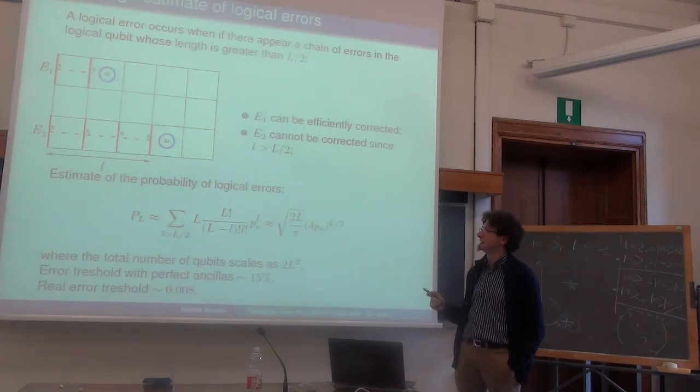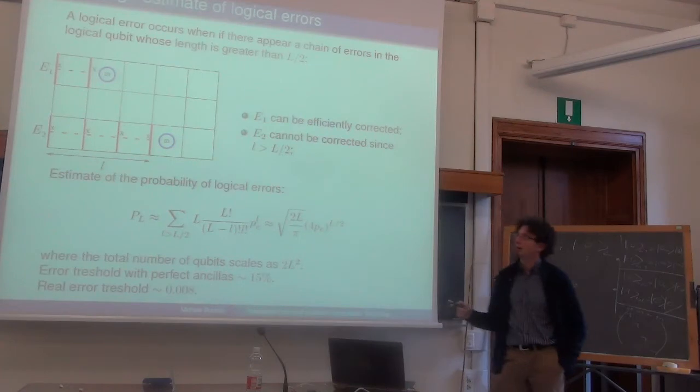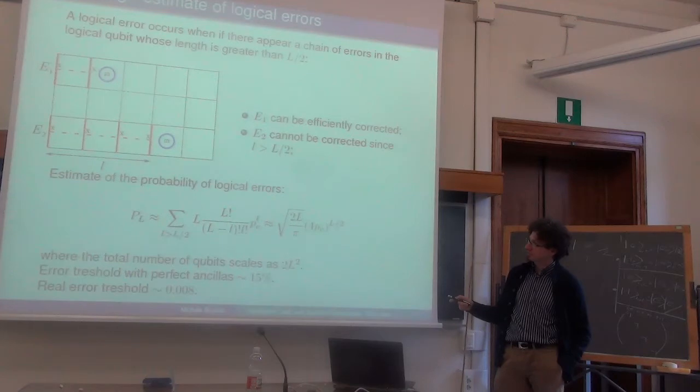And essentially, to evaluate the probability of having an error of this kind along one line, you must consider that for each number of errors bigger than the system size, you have the probability of having a single error multiplied to the power L. And this is multiplied by a combinatorial factor due to the fact that you can take all the combinations of L errors inside the big L size, and finally a coefficient due to the number of rows.